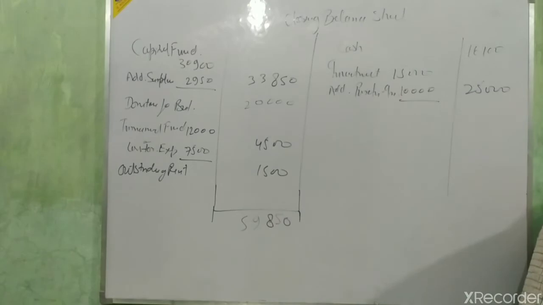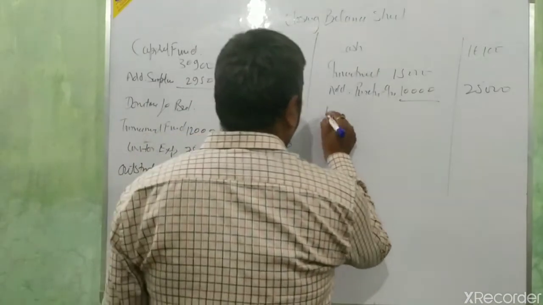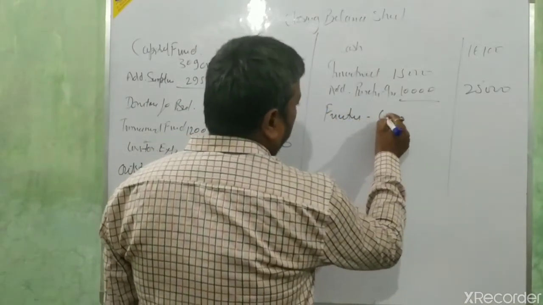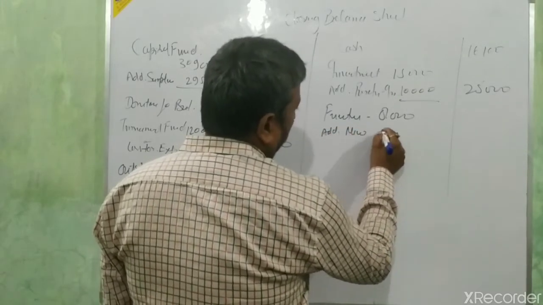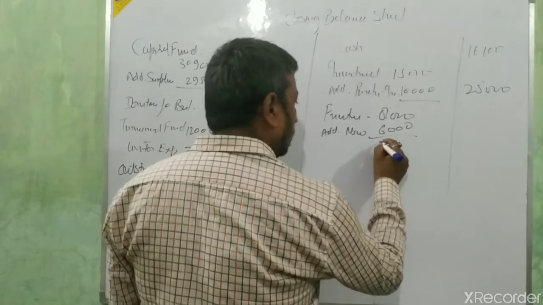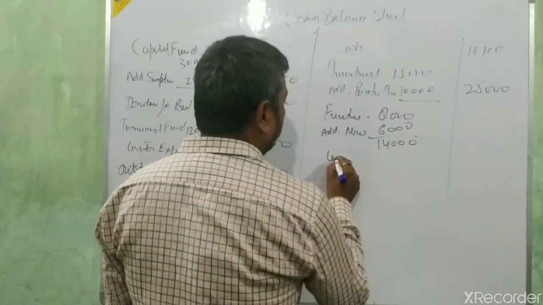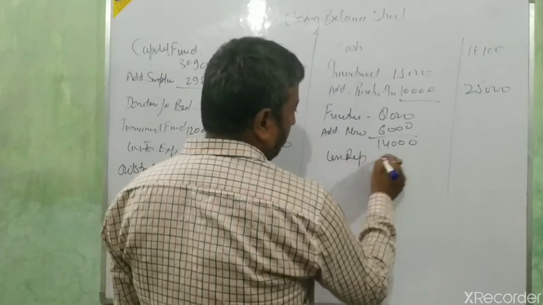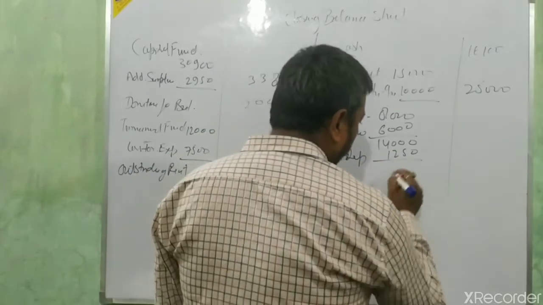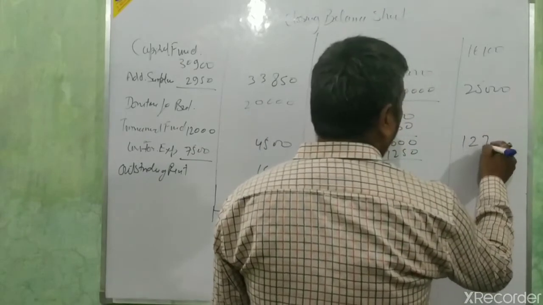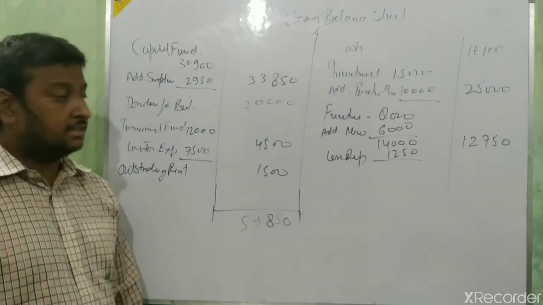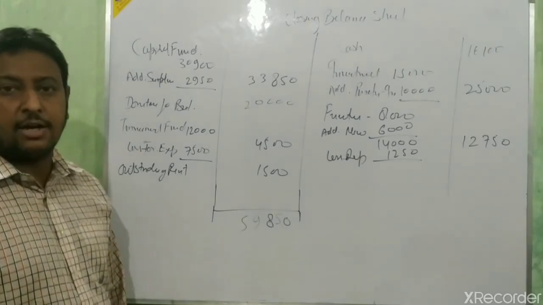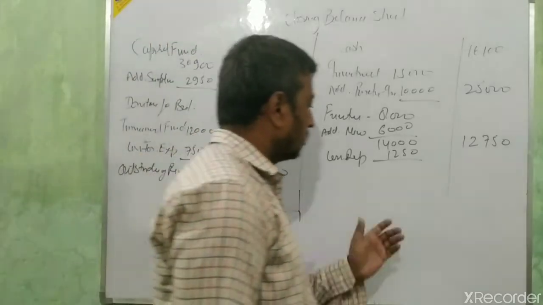Then furniture purchase, that furniture is 6,000, and outside furniture is also given. Furniture outside 8,000, add new 6,000, total is 14,000, less depreciation 1,250. Okay beta, then 12,750. Okay, clear? 12,750. Okay, go for the next.